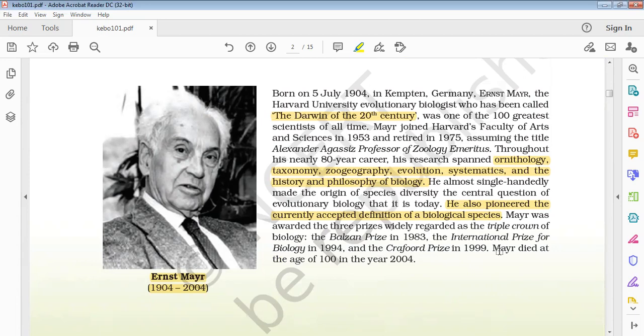Ernst Mayr is an evolutionary biologist and he is known as the Darwin of the 20th century. He is one among the 100 greatest scientists of all time. His research areas spanned subjects like ornithology, taxonomy, zoogeography, evolution, systematics, and the history and philosophy of biology. Another important point is that he also pioneered the currently accepted definition of a biological species. So these are the points to be highlighted and learned.